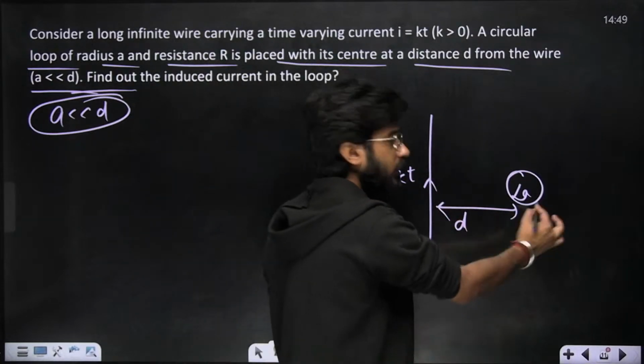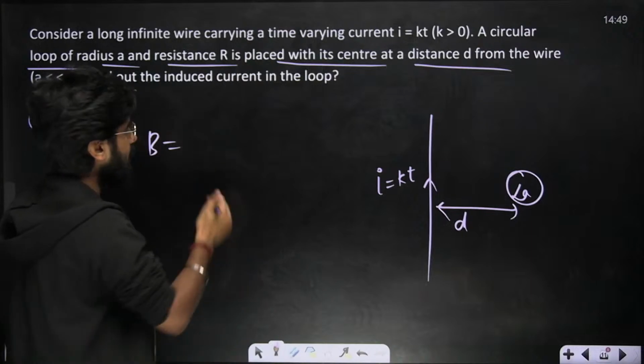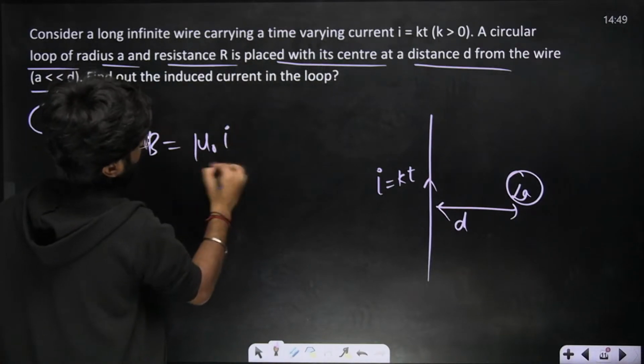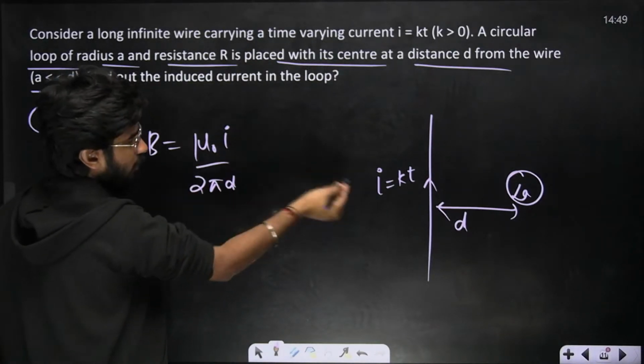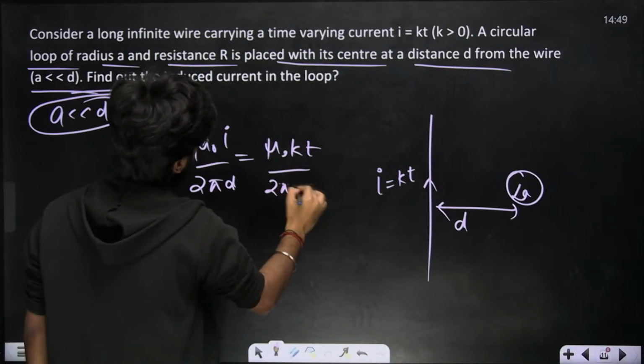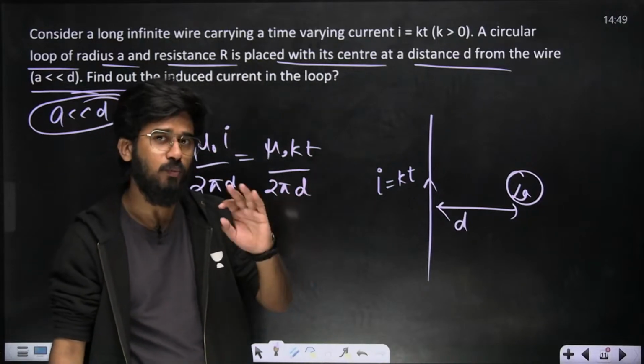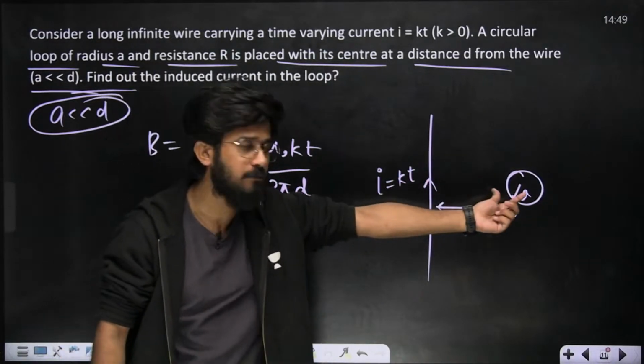What will be the magnetic field at distance d? So B is equal to mu naught I by 2 pi r, so mu naught I by 2 pi d, correct? What is the value of I? So substitute: mu naught kt divided by 2 pi d, correct? Now this is the magnetic field at a distance d. Now we will have to find the induced current in this loop.